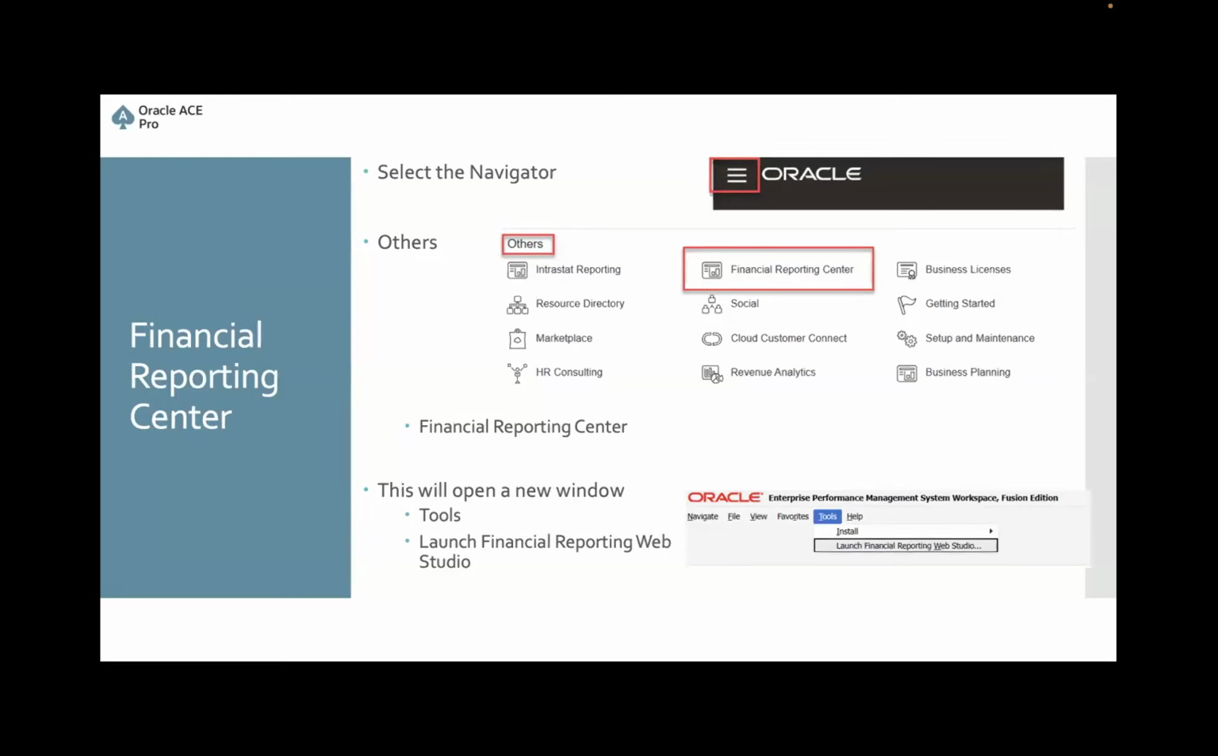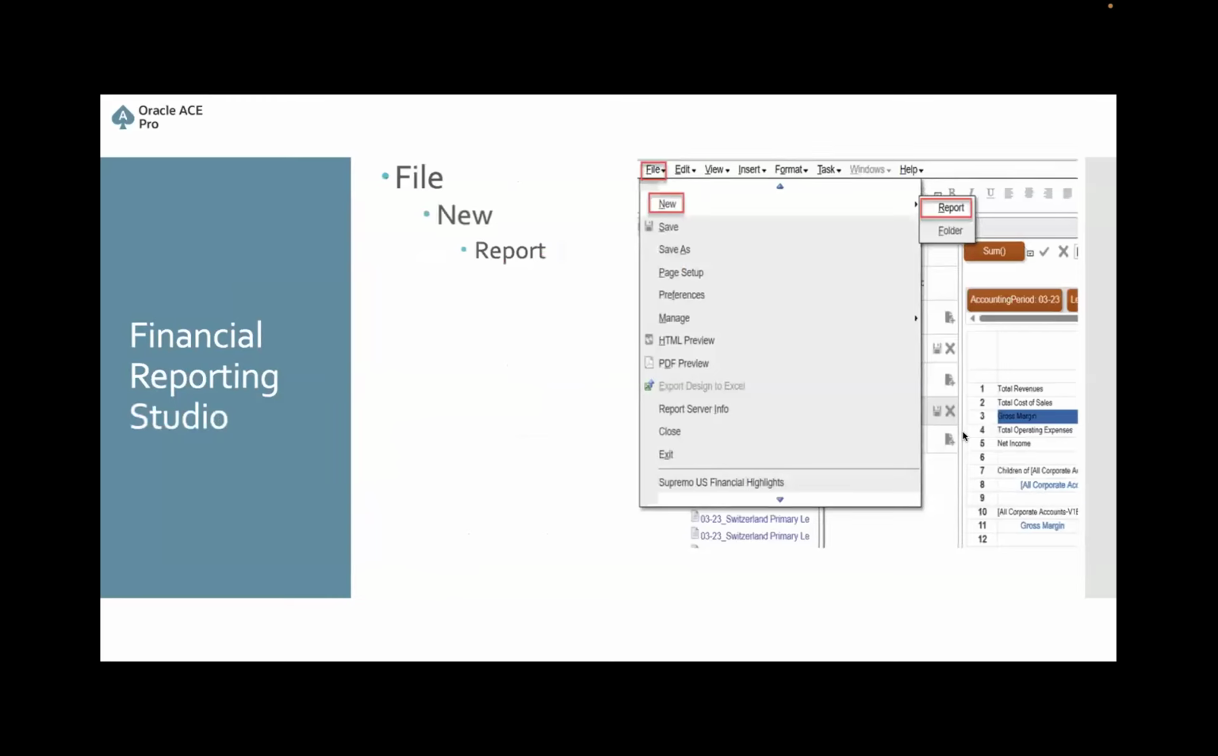We're going to go to Financial Reporting Center, which starts getting the screen in the top right. As soon as you go to Financial Reporting Center, it's going to open up a new window. You're then going to go to Tools, Launch Reporting Web Studio. That gets us to a new page, which will be kind of blank.